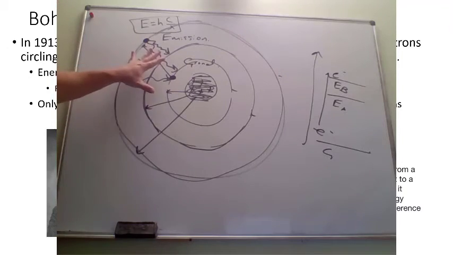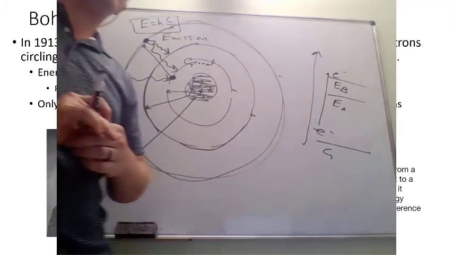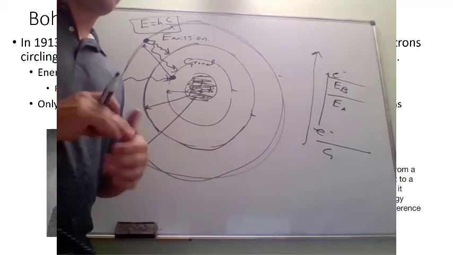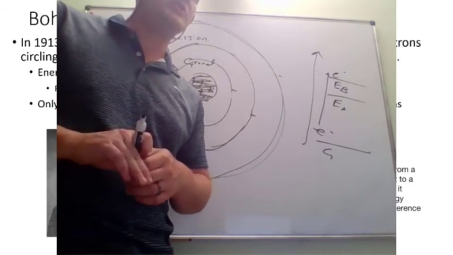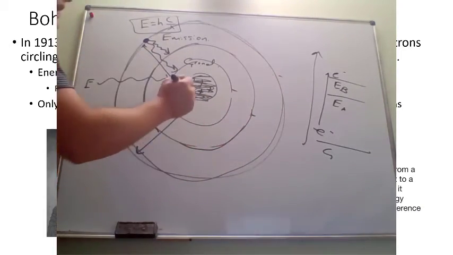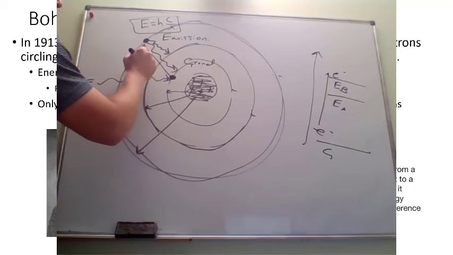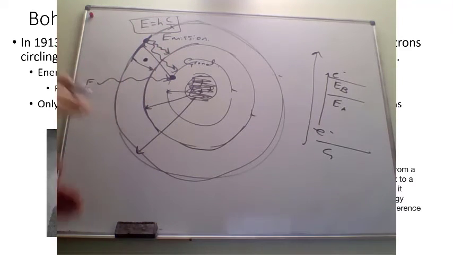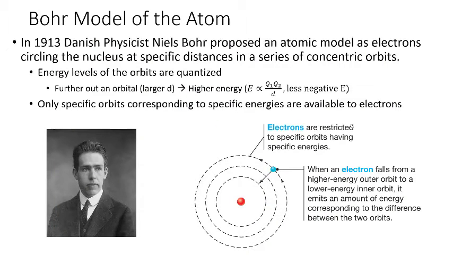So this Bohr model justifies our drawing for the line spectrum. Only specific orbits corresponding to specific energies are available to electrons. You can't have an electron be promoted somewhere in between these two orbits. It can't be hanging out here in the middle. It has to go into the specific energy level orbitals. Because of that, these energy transitions are quantized. There are only going to be specific allowed transitions with specific energy levels for each electron.